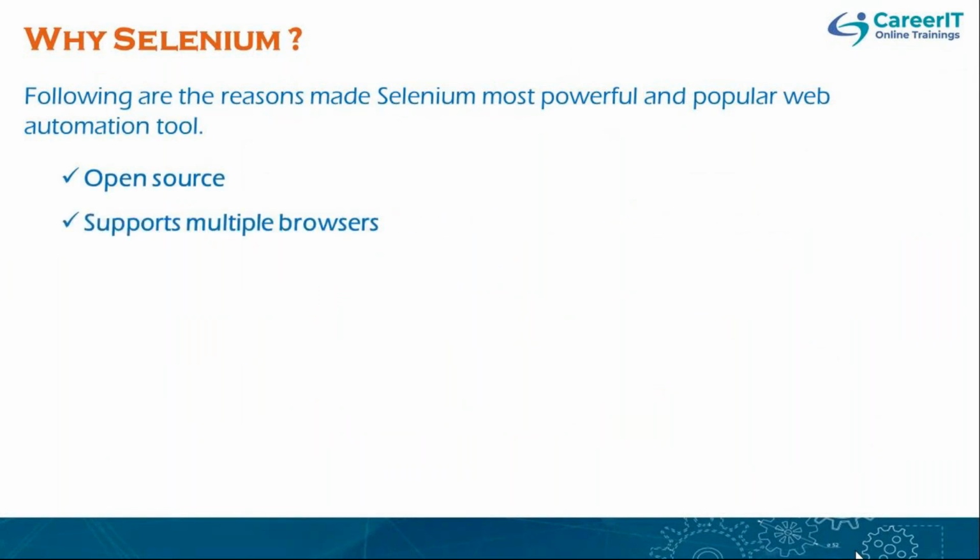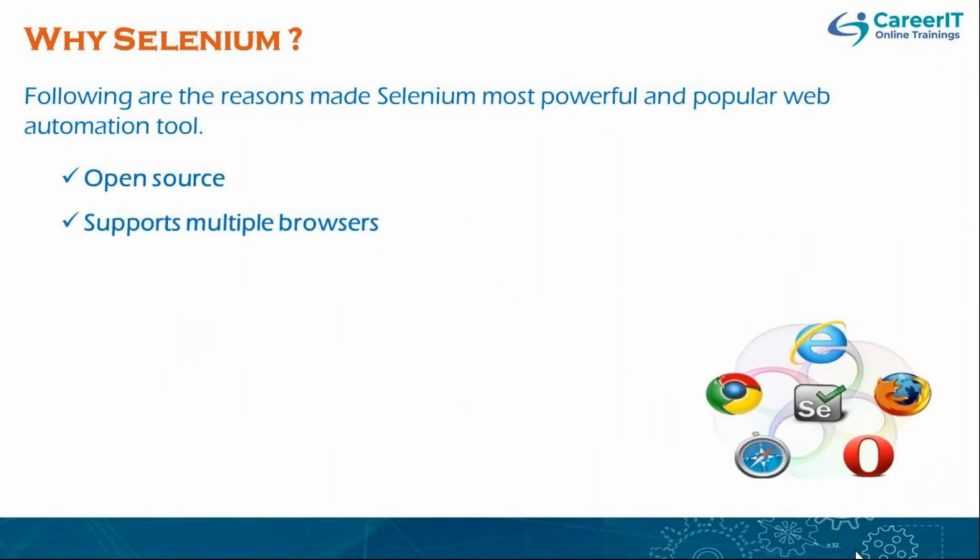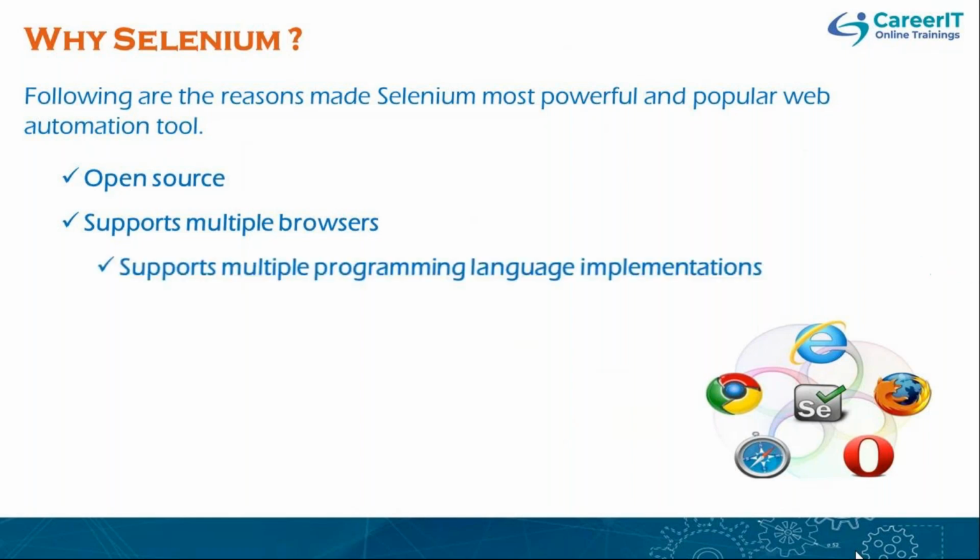And the second thing is, it supports multiple browsers available in the market. That means you can run your automation scripts in Chrome or Firefox or Edge or Opera or Safari, any browser you can automate, guys. And it supports multiple programming language implementations. It is not limited to only one programming language like Selenium with Java. If you are good at Python or C Sharp or Ruby or JavaScript or anything, you can go and automate your applications. It is not like you should always know only Java. It is not like that.